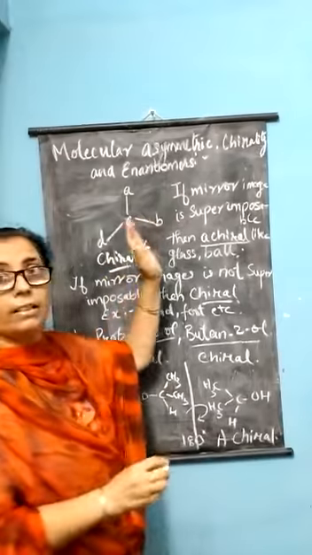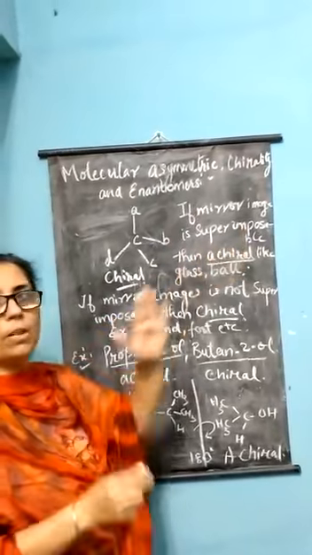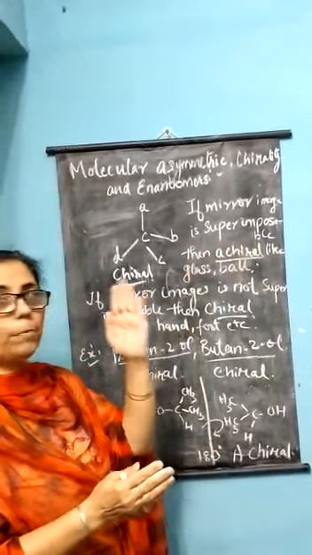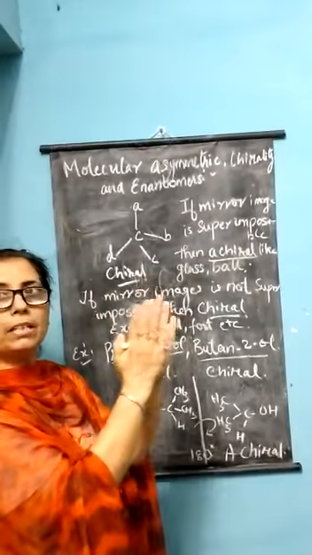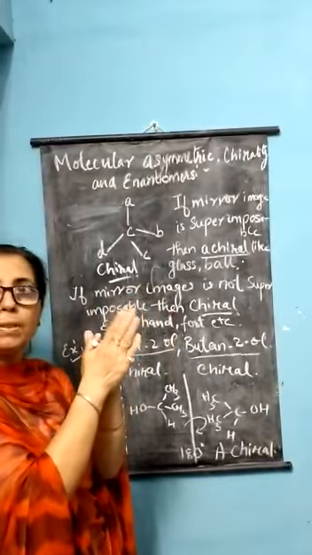Now what I want to tell you all is about the mirror image. Everyone has seen a mirror image. If you put a glass and look at its mirror image, you will get a glass. And the glass's mirror image can be superimposed on the original image.